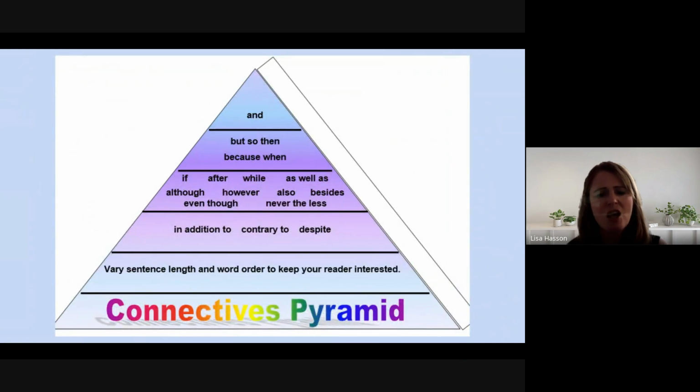In addition to that, try and use some interesting connectives, so connect your ideas together, and try and vary your sentence length and your word order to keep your reader interested. Your simple sentences for that dramatic impact, maybe even some single sentence paragraphs or even fragments, and your more complex sentences to try and achieve something that's a bit more descriptive.